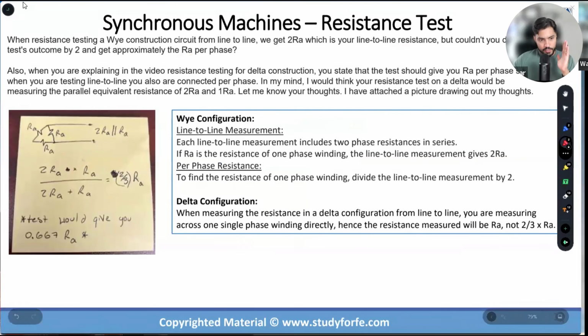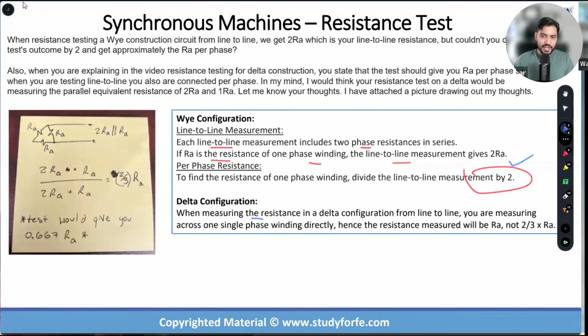So my take on this, if you look at it systematically, is that when we have a Wye connection, each line-to-line measurement includes two phase resistances in series. Okay. There are two phase resistances in series. If RA is the resistance of one phase winding, line to line is 2RA. So you are correct. We simply divided by 2. And I think I was pretty explicit about that in the lecture, right? So this piece is taken care of, Chris, right? This is divided by 2, right?